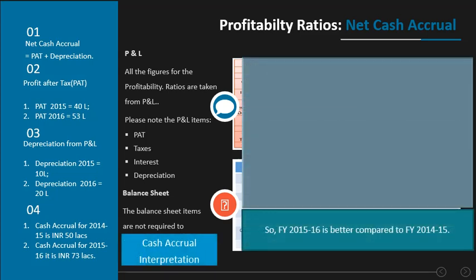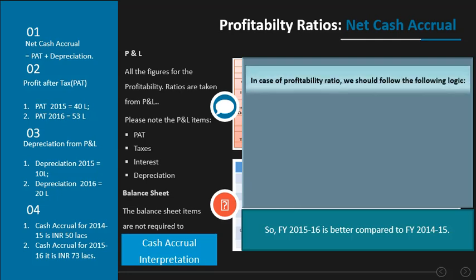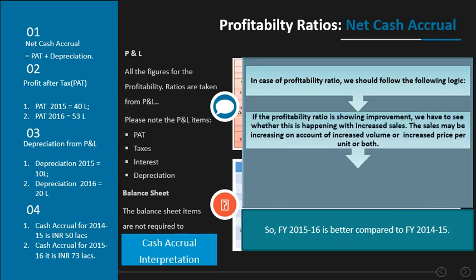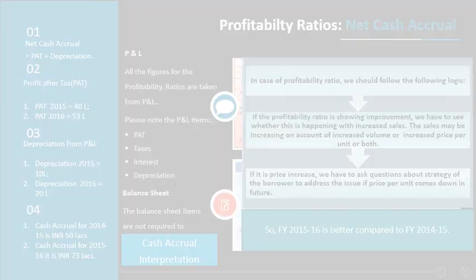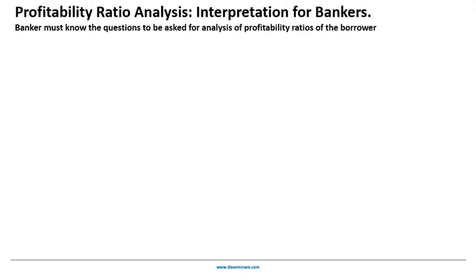Please note the following about the profitability ratios. In case of profitability ratio, we should follow the following logic. 1. If the profitability ratio is showing improvement, we have to see whether this is happening with increased sales. The sales may be increasing on account of increased volume or increased price per unit or both. 2. If it is price increase, we have to ask questions about strategy of the borrower to address the issue. Let us now look at the interpretation of the profitability ratios in details.